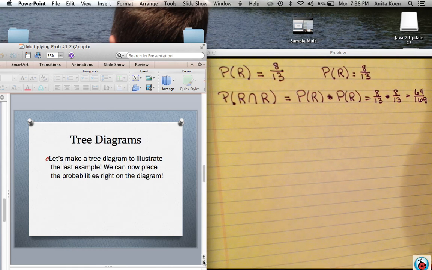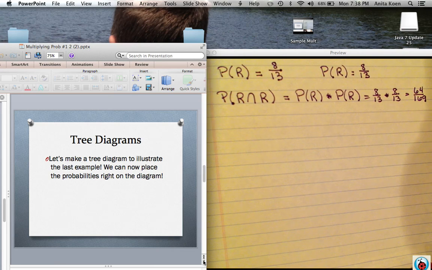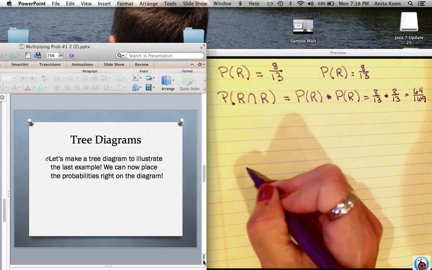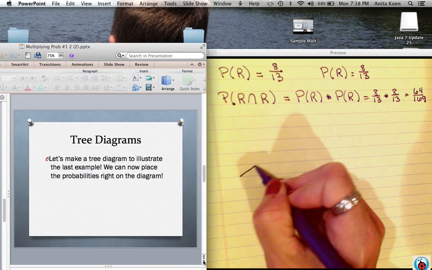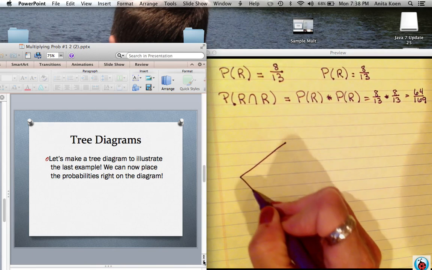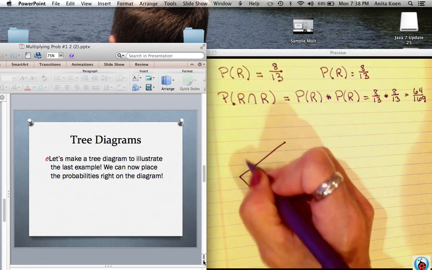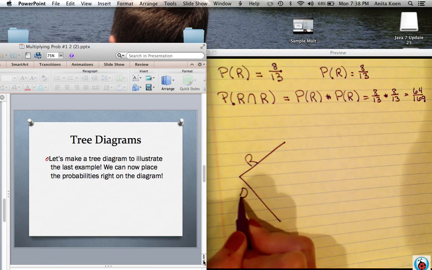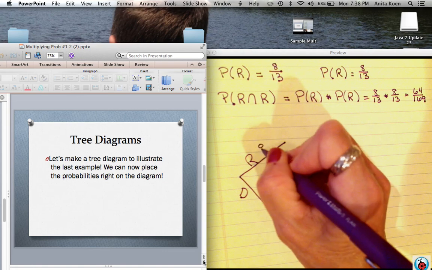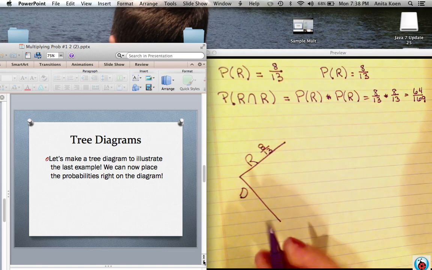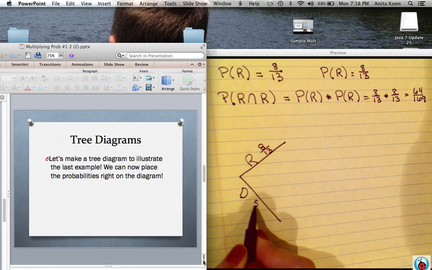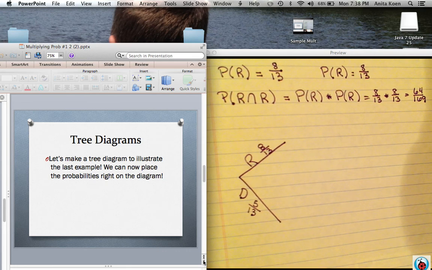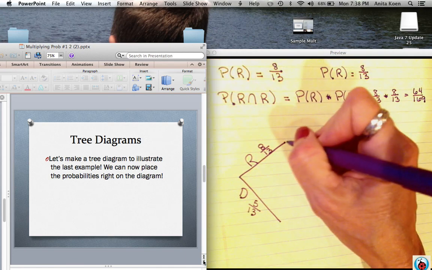We could make a tree diagram for this same problem and illustrate the probabilities right on the tree diagram. So that's what we're going to do. So we have Rahim choosing a soda. And he can either choose a regular soda or a diet soda. If he chooses a regular soda, the probability that he chooses it is 8 out of 13 because there are 8 regular sodas in the cooler, and the probability that he chooses a diet soda is 5 out of 13 because there were 5 diet sodas.